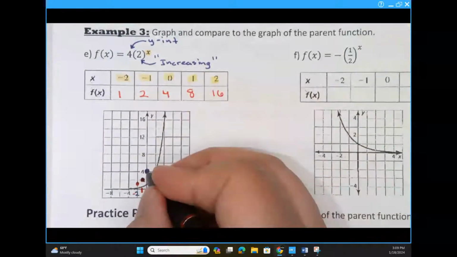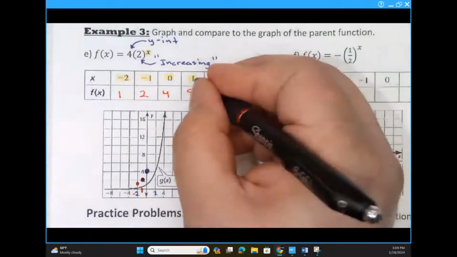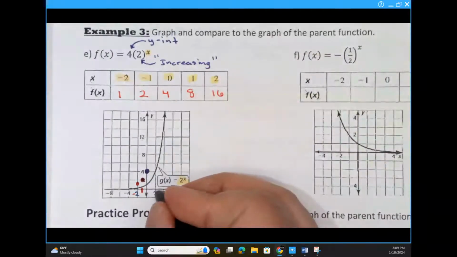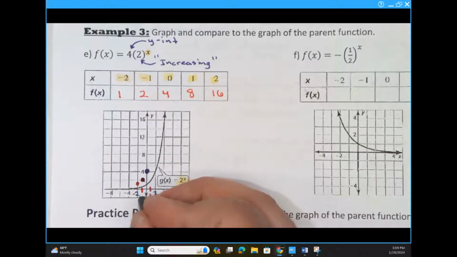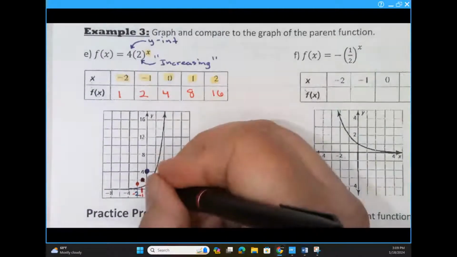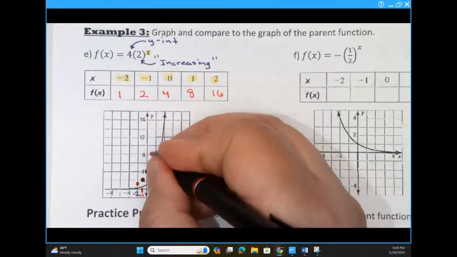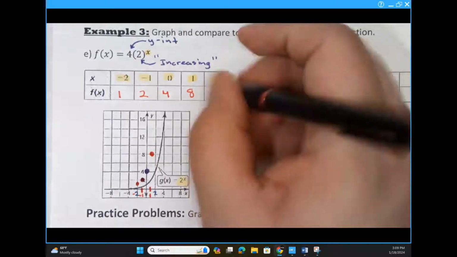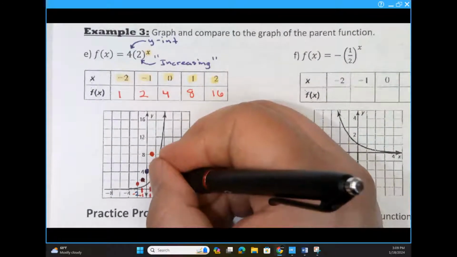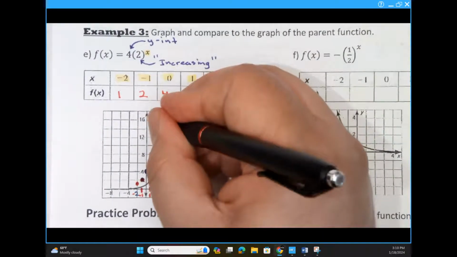0, 4, okay, that's easy. I already have that. 1, 8. Don't go all the way over here. 1 is right there. Remember, they are skip counting. They said go up to 8. There it is. There's my dot. And then 2, okay, no skip count there. Just go to 16. All right, there it is.